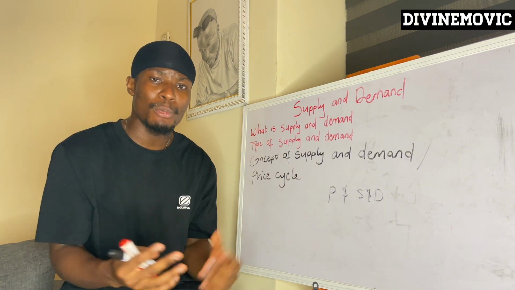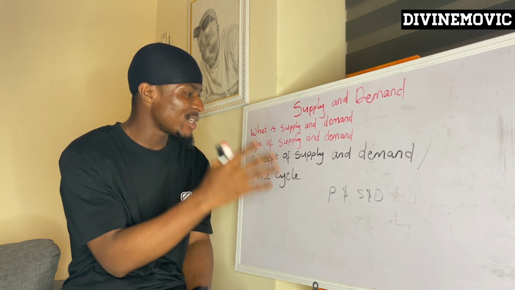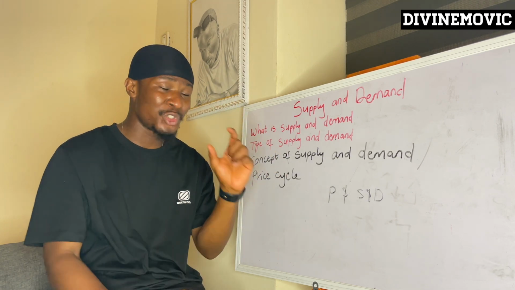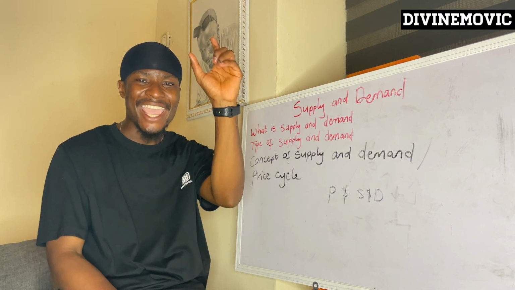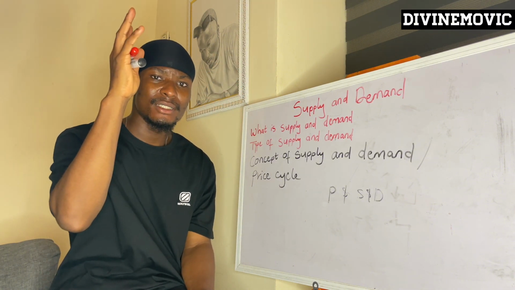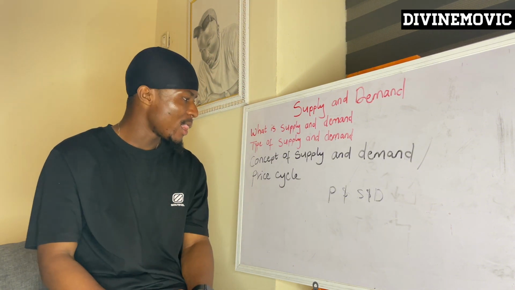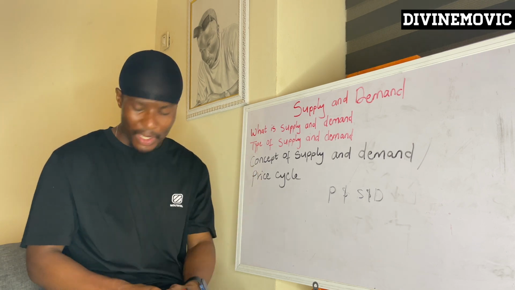So to wrap it up, the concept behind supply and demand is that when supply of a thing is high, the price drops, and when the demand is high, the price increases. Is that clear? That is clear. Now let's go to this one, price cycle.